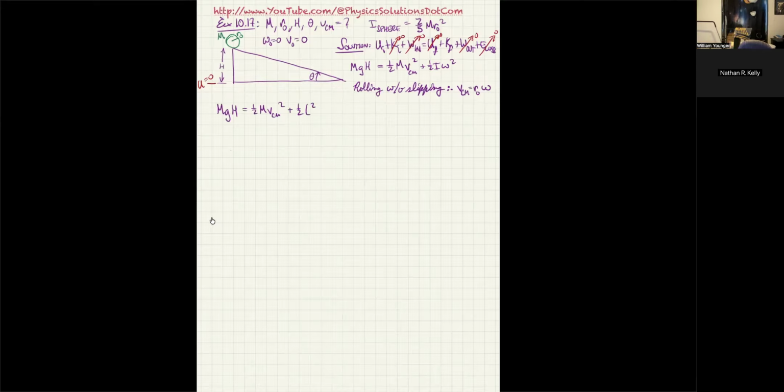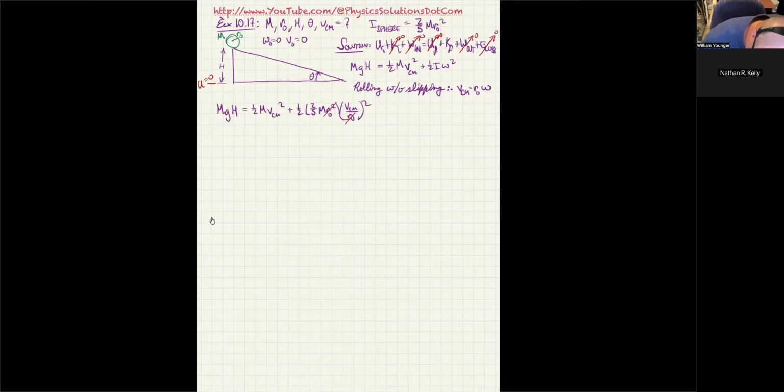Now I'm going to put in 2/5 m r0 squared for the moment of inertia. And then in place of omega, I'm going to put in v center of mass over r0. So that's v center of mass over r0, but it's got to be squared still. Now when I square that r0 in the bottom, it's going to cancel out the r0 up here. Let's go ahead and write it again.